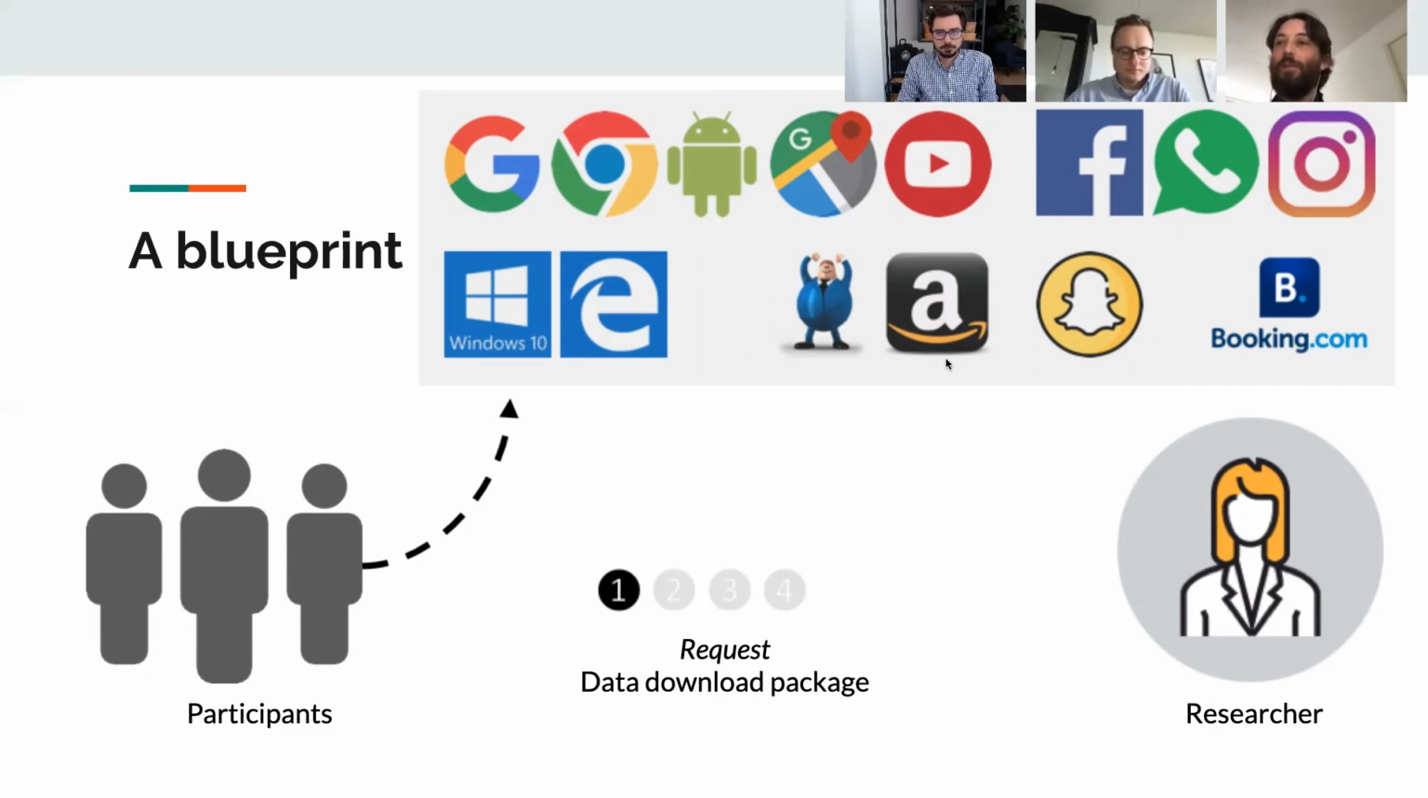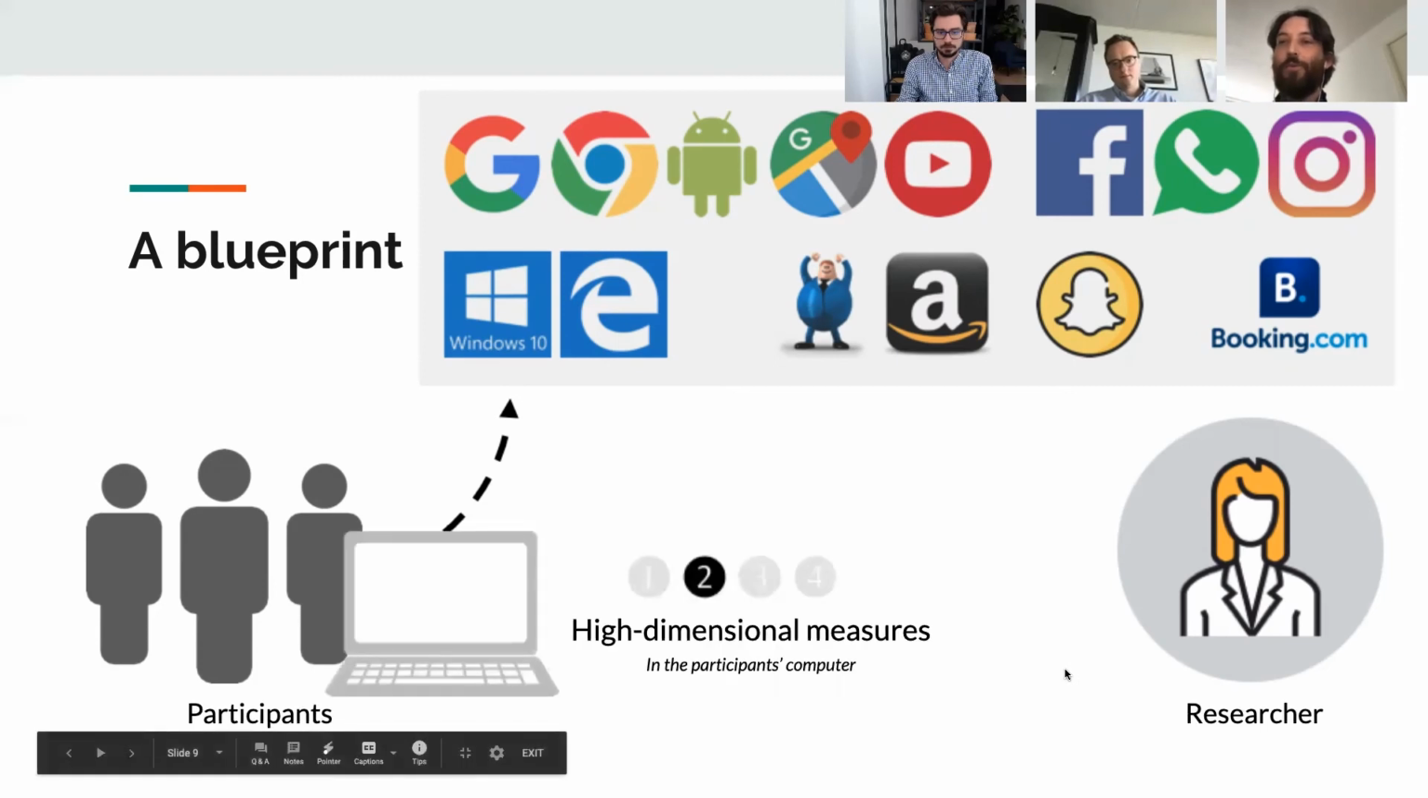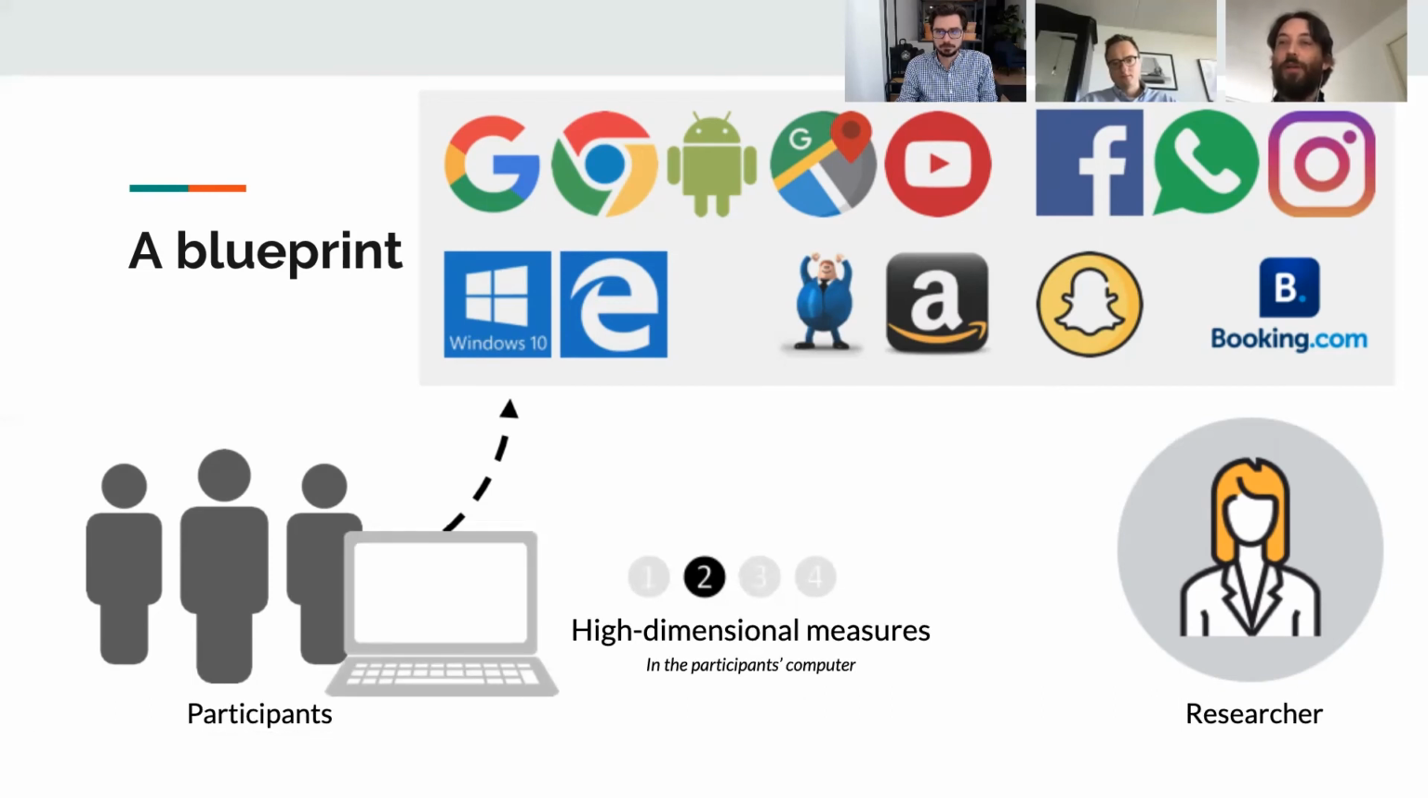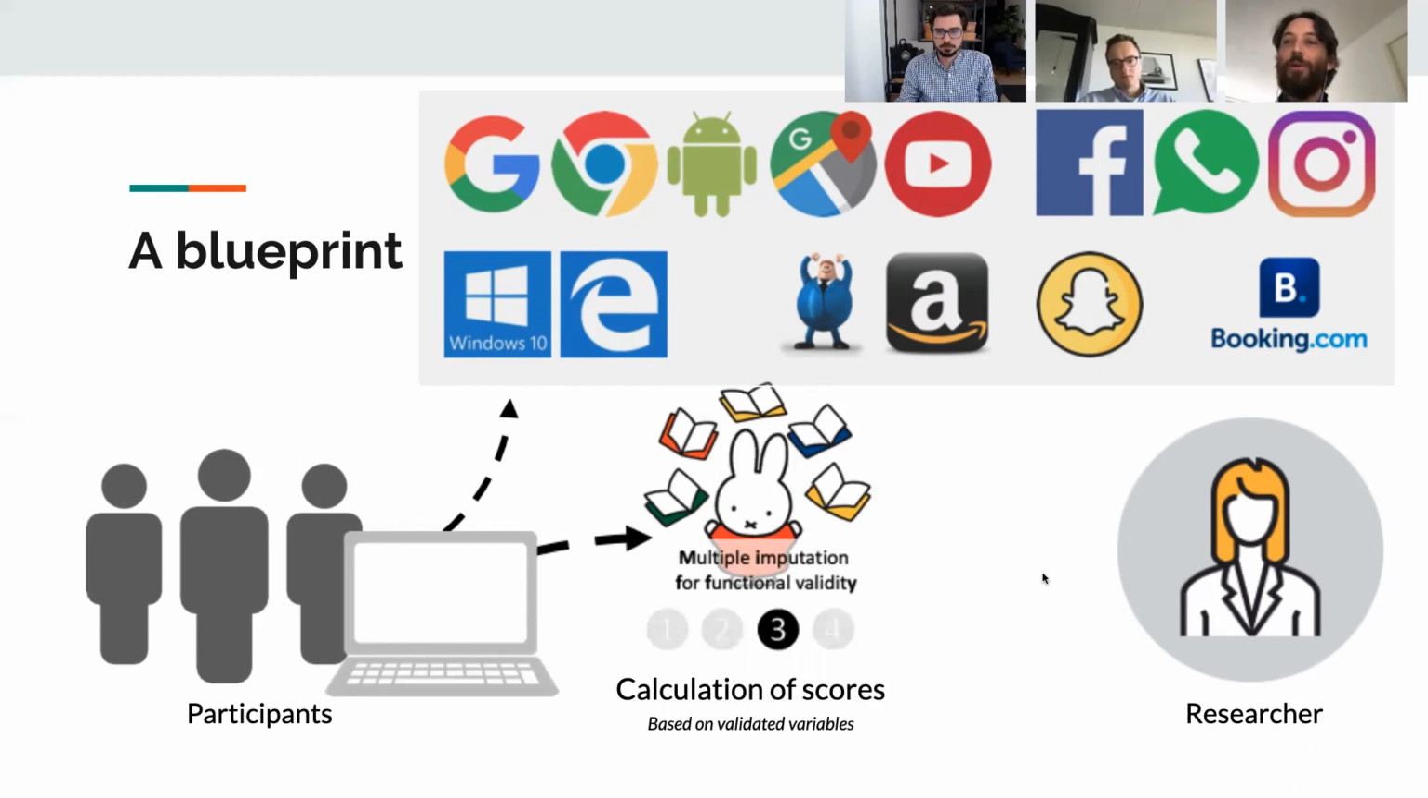So what have we been doing at Utrecht? At the top right, you see the different platforms that generate data, and that a random sample of participants, which you can see at the bottom left, might ask access to. The first step would be that randomly selected participants in standard samples could request their data download package. Then, from those packages, we can see on the participant's device a lot of different, high-dimensional data. We're not going to look at all of this data at the same time yet, but we're going to design a system that we called Miffy, named after a well-known rabbit who likes to juggle different books and calculate scores based on validated variables.